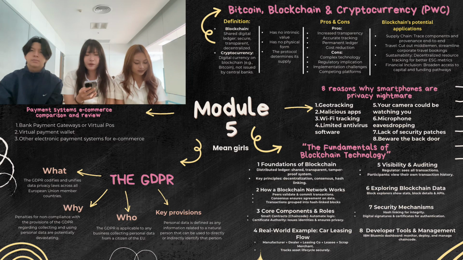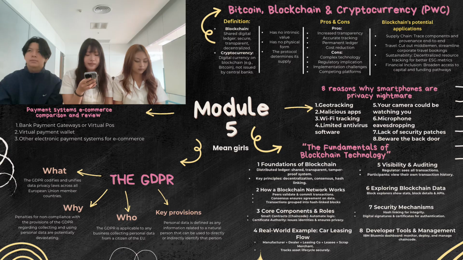And the next topic I'm going to talk about is 8 reasons why smartphones are a privacy nightmare. First is geo-tracking. Our phones constantly track our location through GPS, cell towers, and even other sensors like accelerometers or barometers. Even when you think location is turned off, your movements can still be tracked. Law enforcement, apps, and even hackers can use this data to build detailed profiles about us.